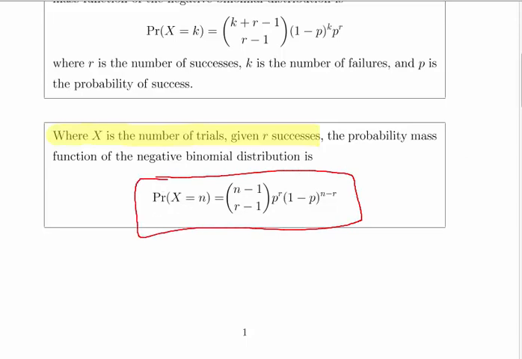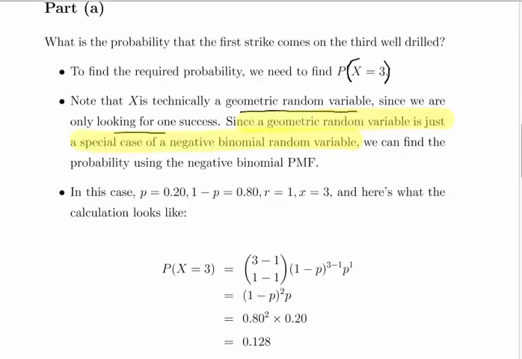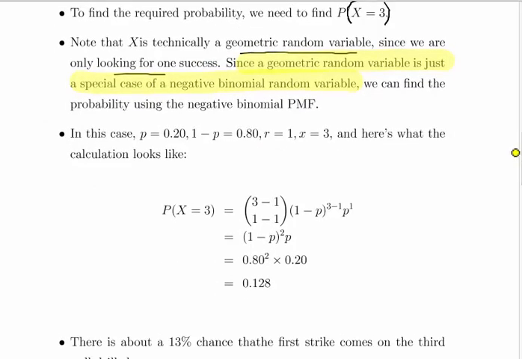Now, what is the probability that the first strike comes on the third well drilled? Well, to find this, what we need to find is the probability of x equal to 3. Technically this is a geometric random variable since we're only looking for one success, and you might spot that when you think about this question. The geometric random variable is a special case of the binomial random variable. So we're going to continue on as if it is a binomial random variable, and we'll just demonstrate how it reduces to a geometric random variable.